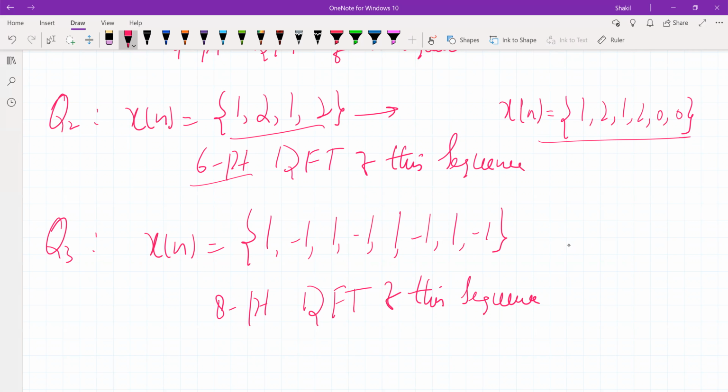Let me end this session here. In the next session, we'll see the matrix formulation of the DFT.